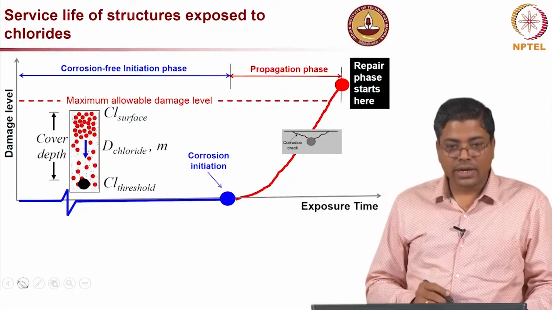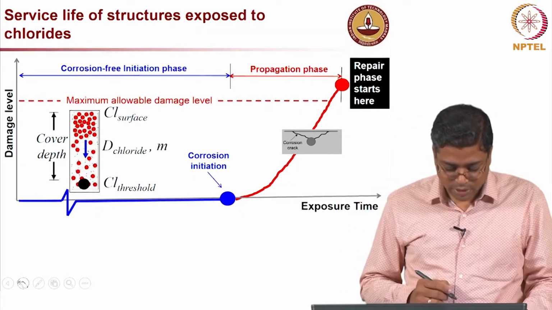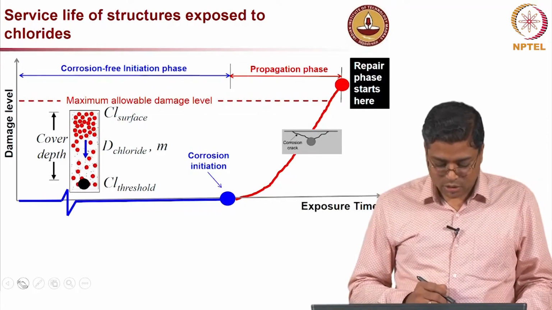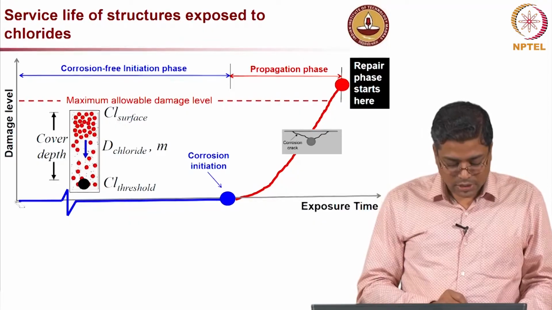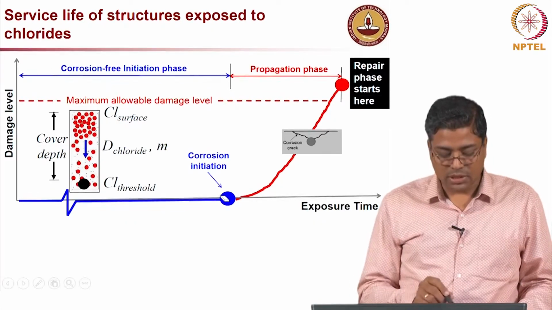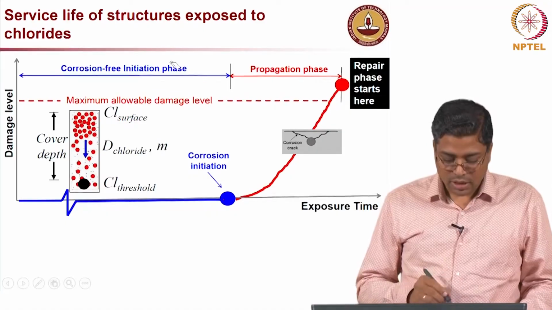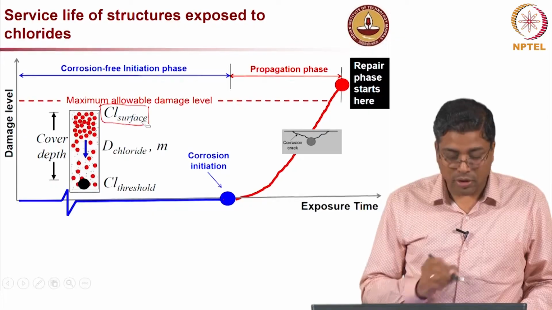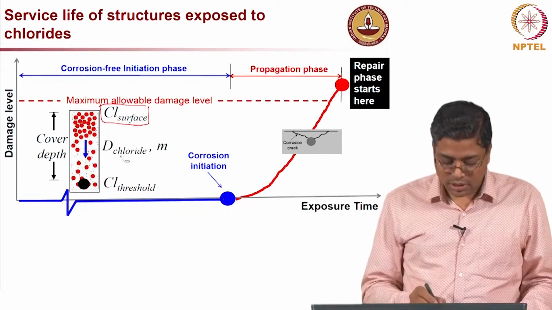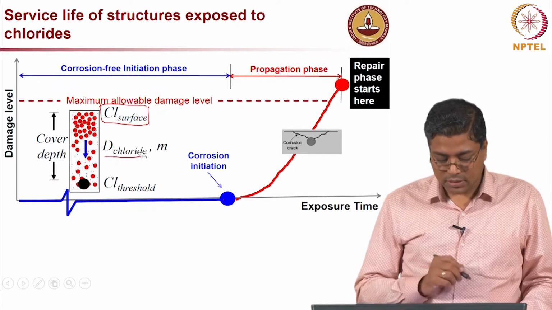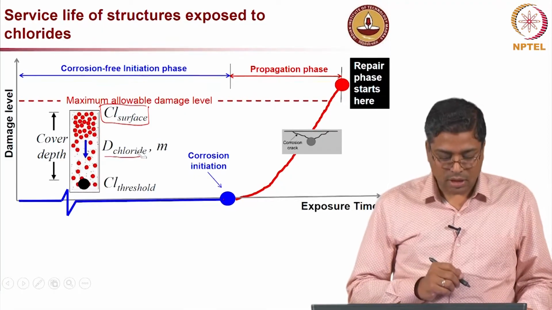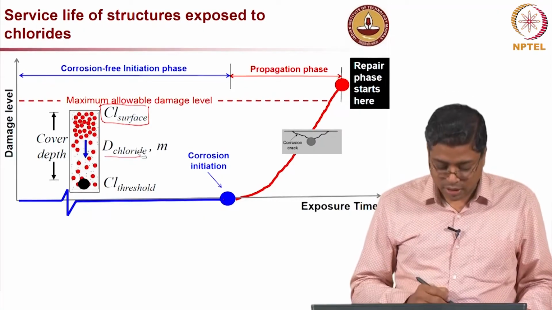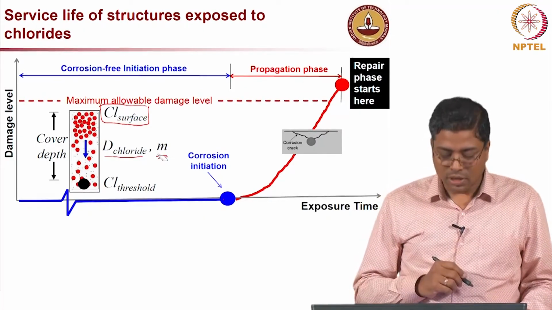Now, let us look at chloride induced corrosion. What happens in that case? What is happening is very similar to the carbonation induced corrosion. There is also an initiation phase, which is indicated by this blue region, and these are the factors which influence it. You have the surface chloride concentration, and then you also have the diffusion coefficient, which indicates the rate of penetration of chloride into the concrete, and there is also another term which we call the decay constant.